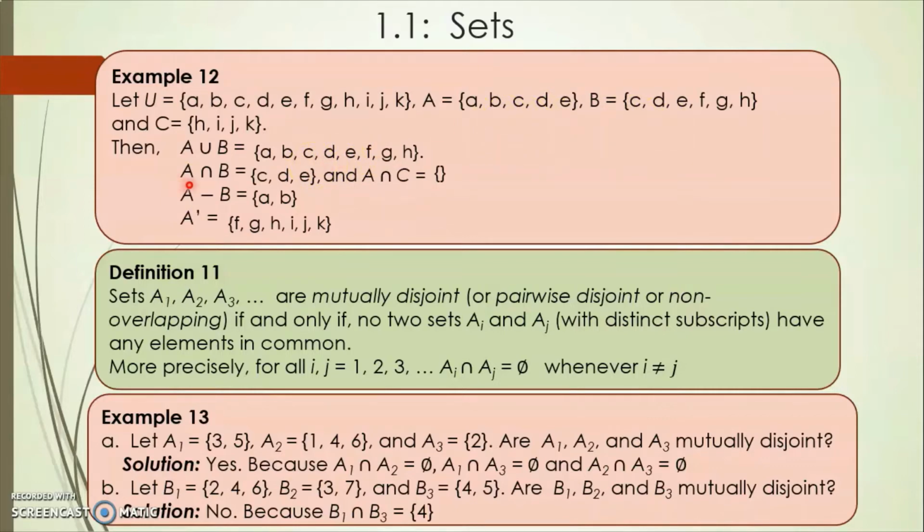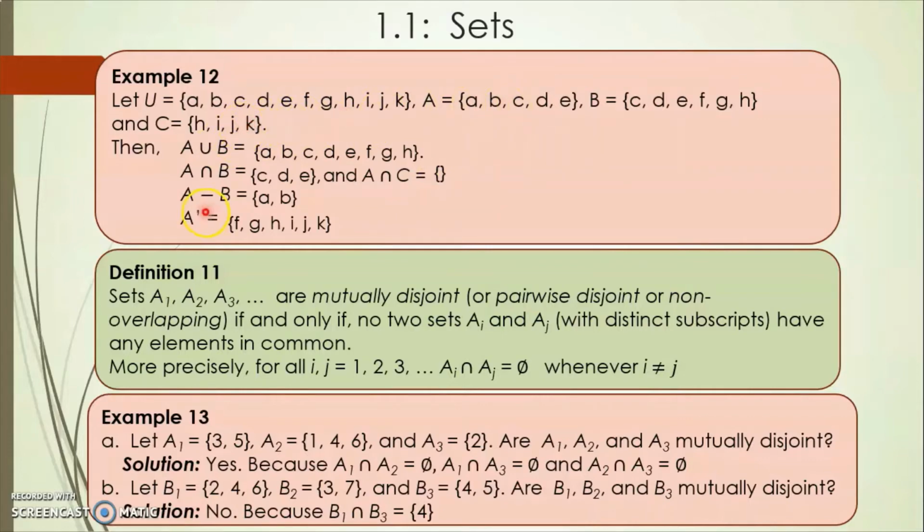The next one is set A intersect B. For this case, you need to compare set A and set B and find out what elements exist in both sets. So for this side and that side, we have C, D, and E. So the set A intersect B will be C, D, and E. And for A intersect C, we have the empty set because there are no identical elements in both sets A and C.